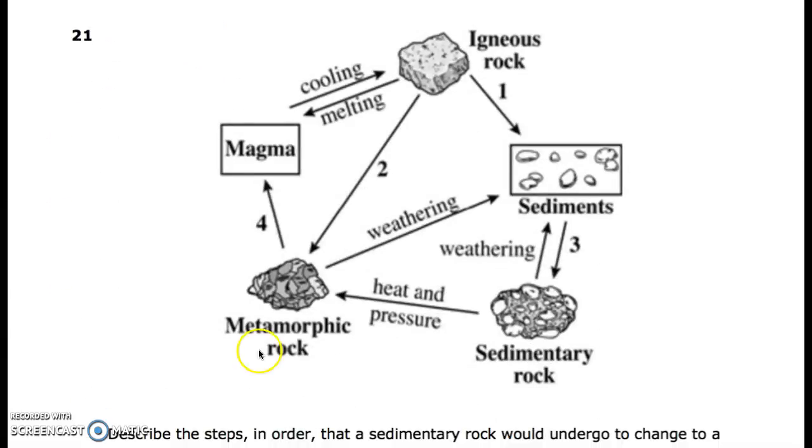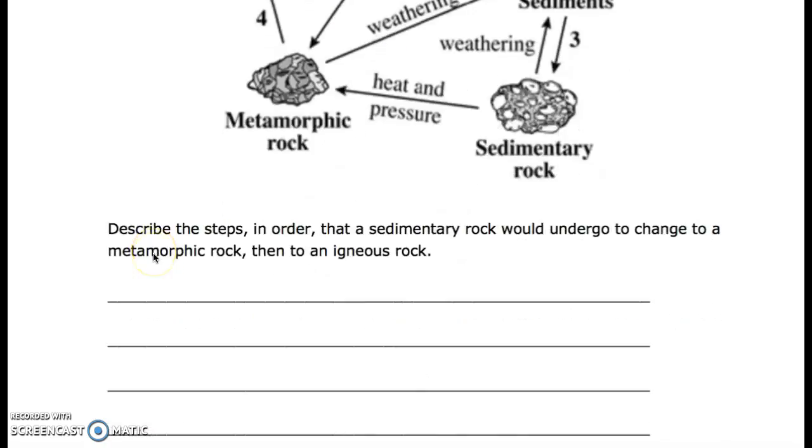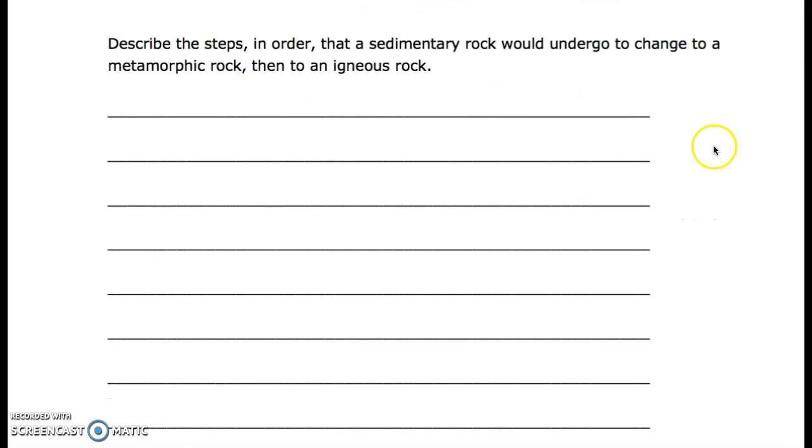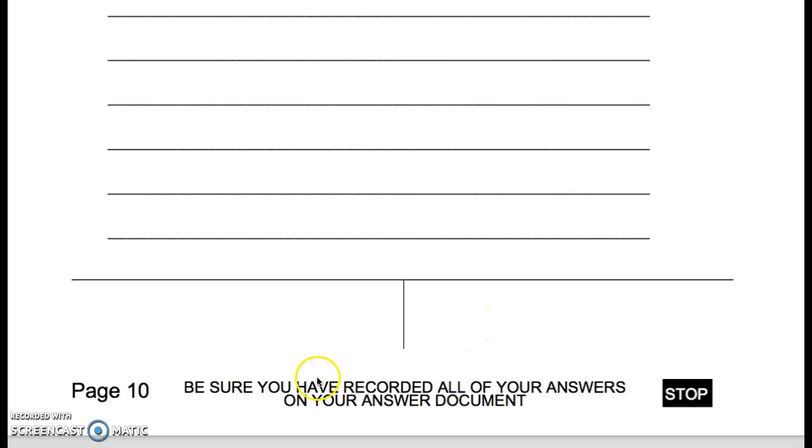21. You have magma, igneous rock, sediments, sedimentary rock, metamorphic rock. Heat and pressure, weathering, cooling and melting. Describe the steps in order that the sedimentary rock would undergo a change to a metamorphic rock, then to an igneous rock. Use the space here to complete your essay. Be sure you've recorded all of your answers on your answer document.